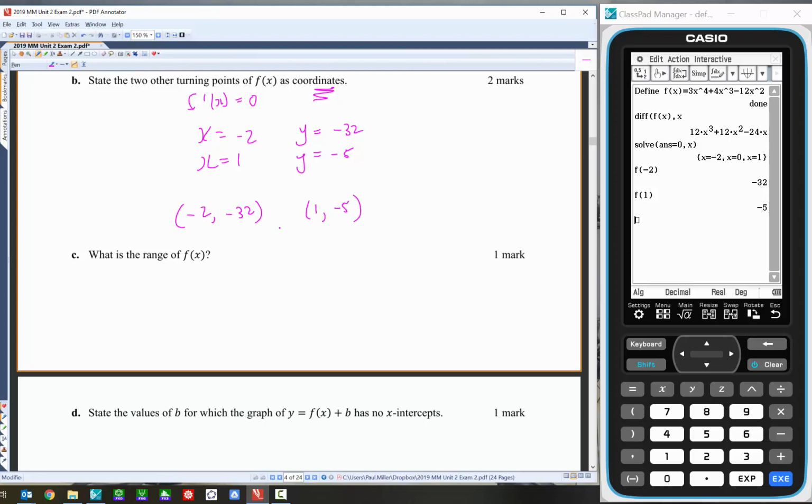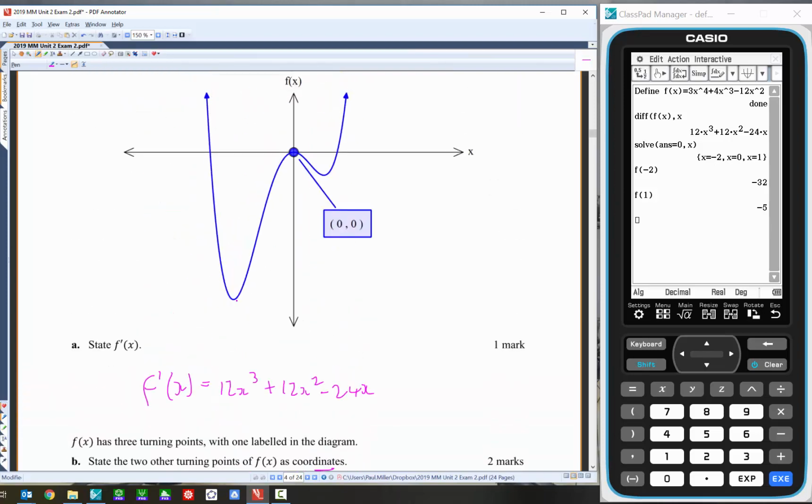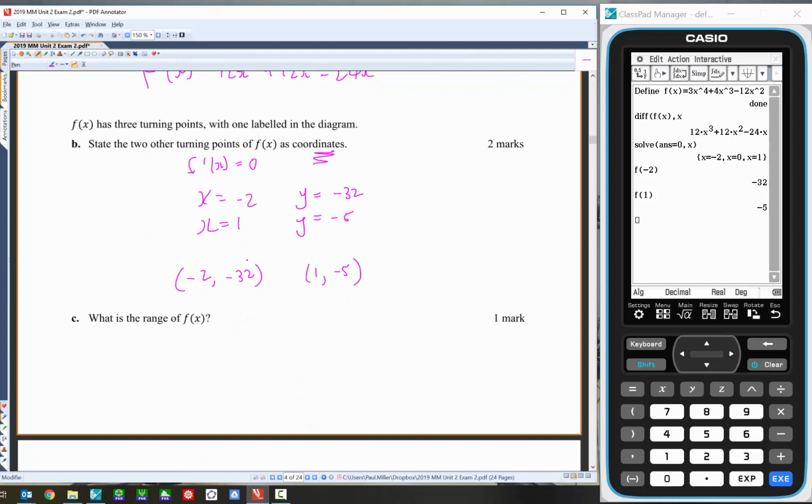All right, now we want the range of this function. Well, what we've already found is this turning point here. We've got this one. That one there is the -32. So that's going to be -32 there, and it's defined for all y values above -32. So we could say something like range of f is square brackets here, -32 up to +infinity.